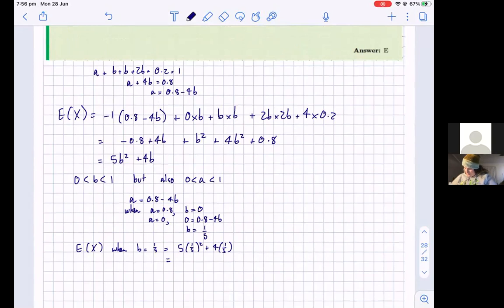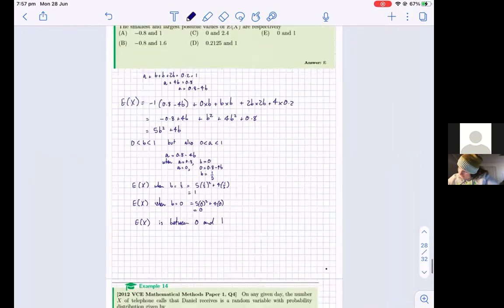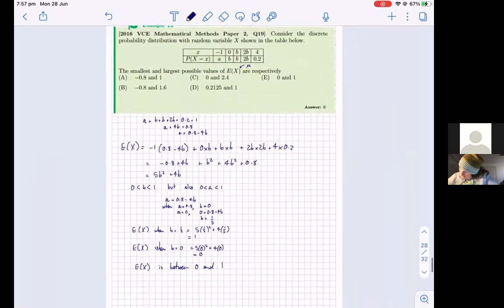Which should just come out as 1. The expected value of X when B equals 0 is 5 times 0 squared plus 4 times 0, which is 0. So E of X is between 0 and 1. It's a lot of work for 1 mark, which is E.